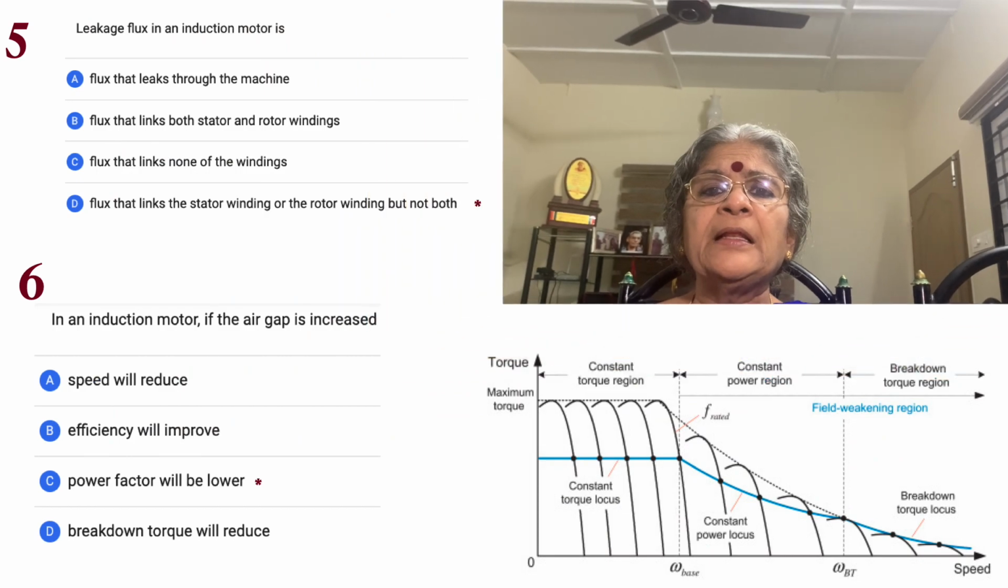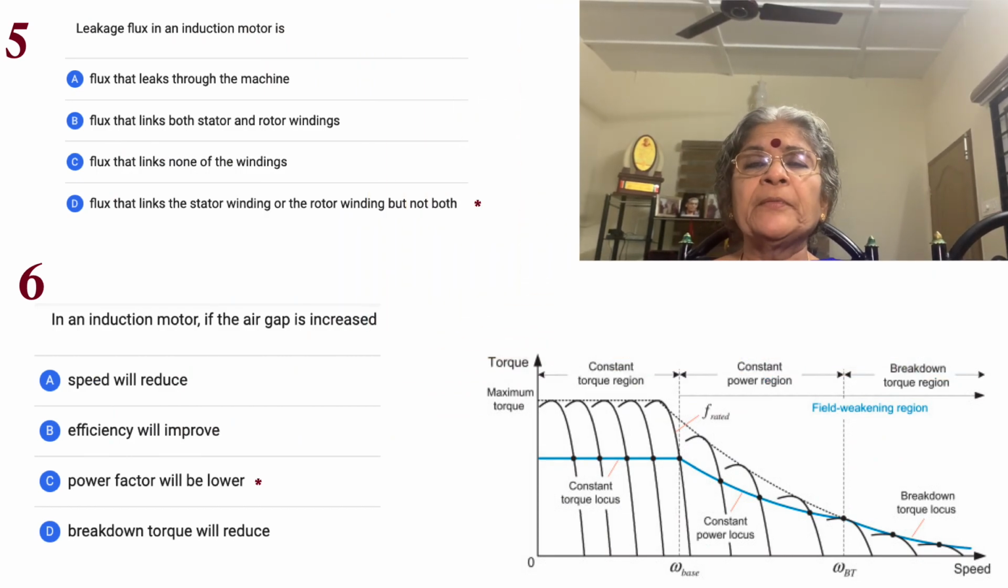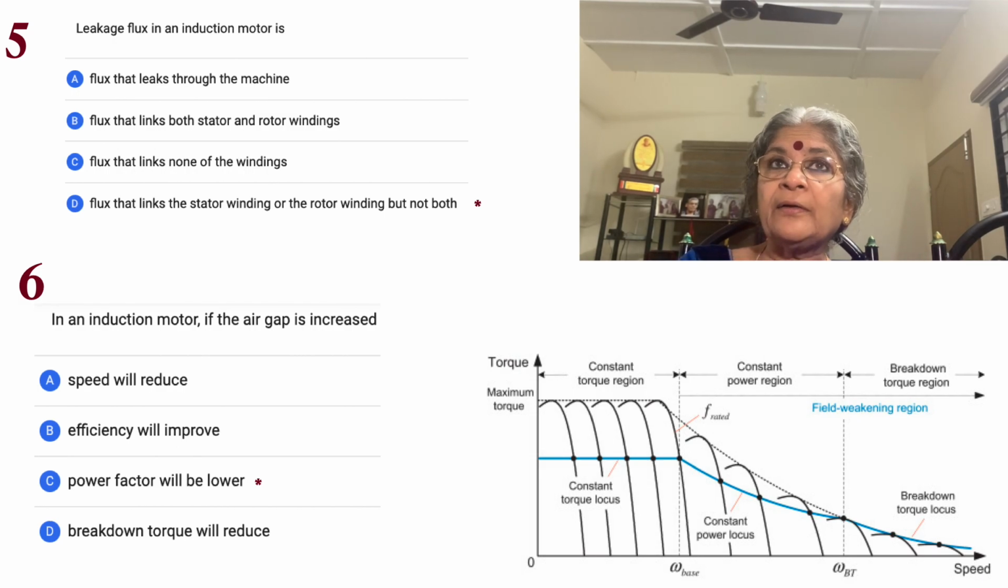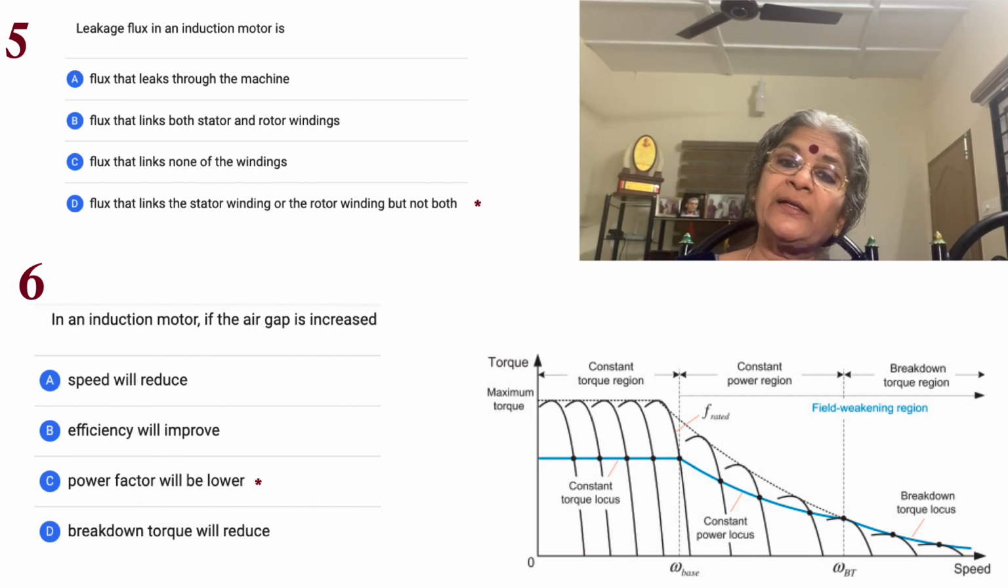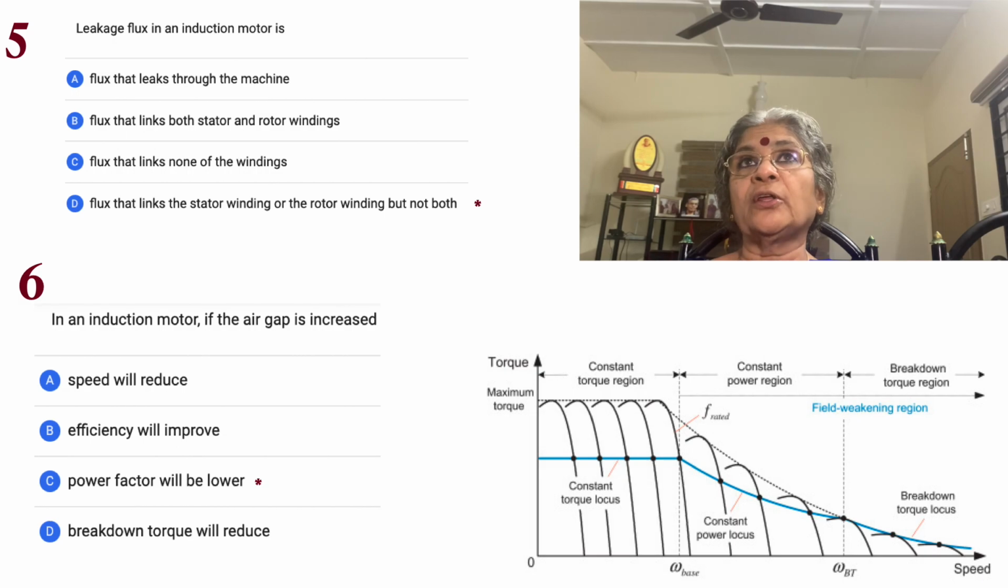So fifth one, leakage flux in an induction motor is... what is leakage flux? It's always that which links with one winding and does not link with the other. This is applicable to transformers, it's applicable to induction motor as well. So this is where things match. So of the 4 options, obviously D tells us that flux links the stator winding or the rotor winding, but does not link the other. And what does not link will not create what we want, like torque, etc. That's why it's called a leakage flux.